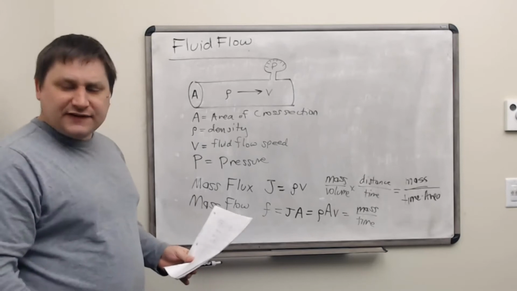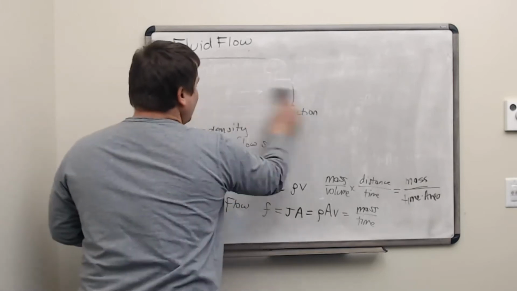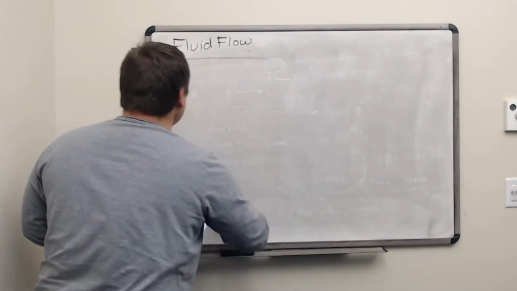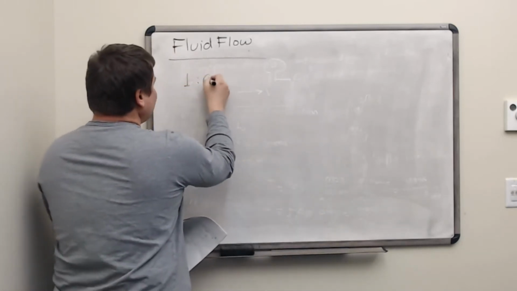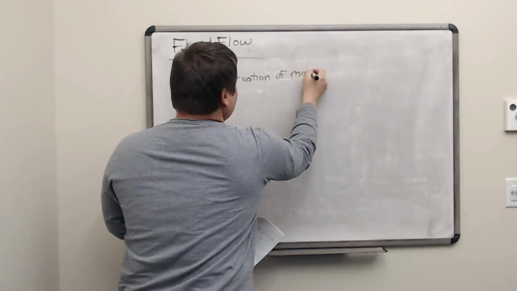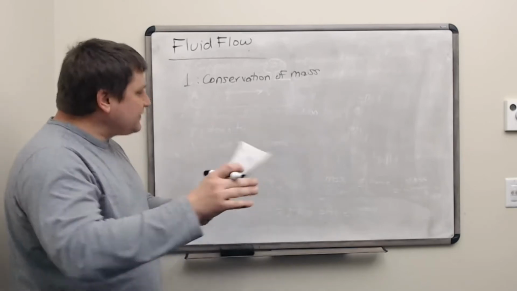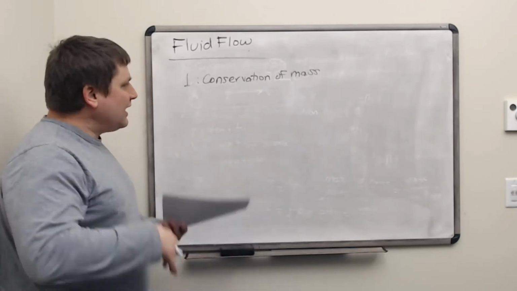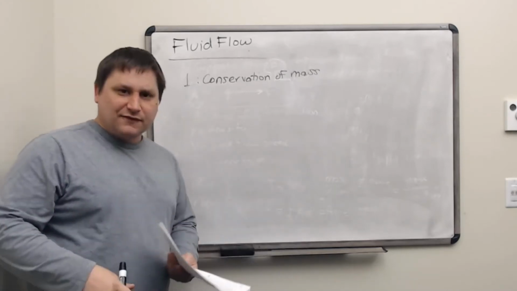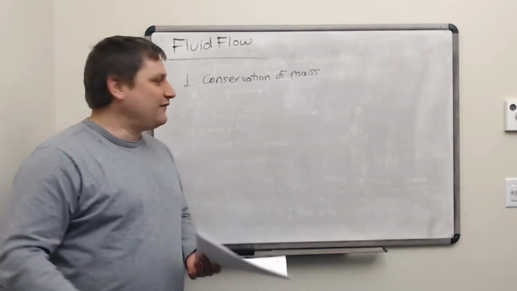Now, we haven't applied any physics yet. We've just kind of made some unit analysis. So our physics is going to come from two principles. Two principles for fluid flow. The first one of them is conservation of mass. So as the liquid or gas flows through this tube, it can't have any mass created or destroyed. The same number of kilograms that go into the end of the pipe must be the same as the number that come out of the other end of the pipe.